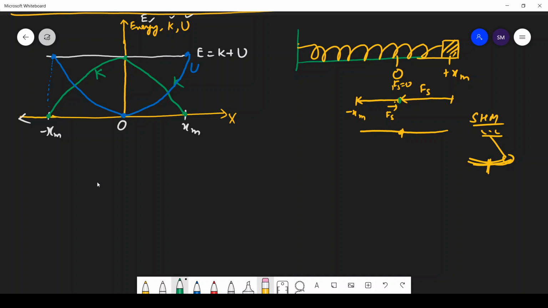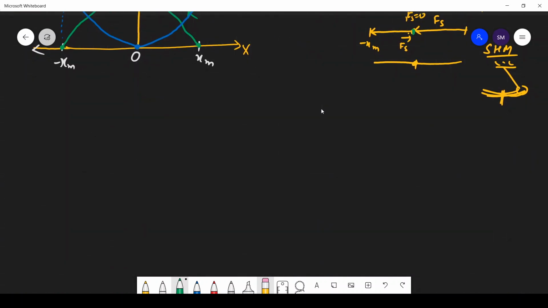Now, a little bit more patience I need from your side. We have defined the potential energy of the spring as zero in the equilibrium position. So here U is equal to zero and this is the equilibrium position. And we know that U(x) is equal to kx square by 2, right?